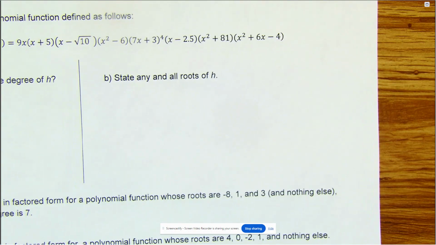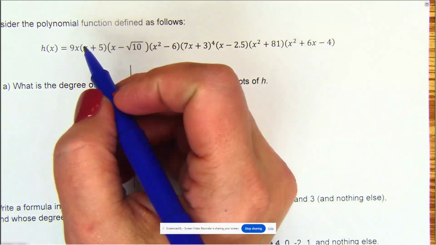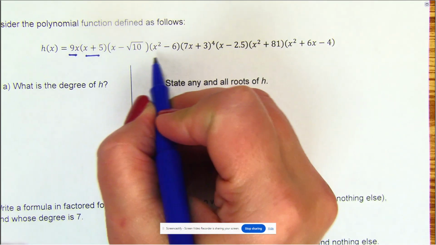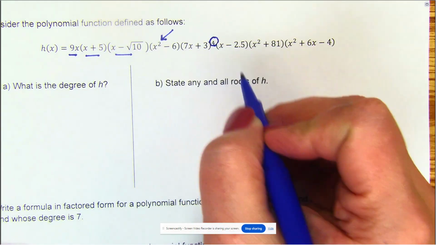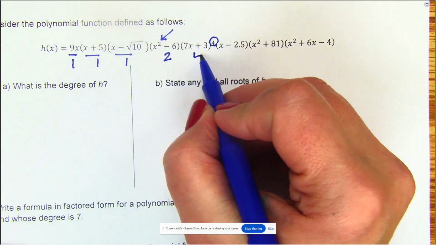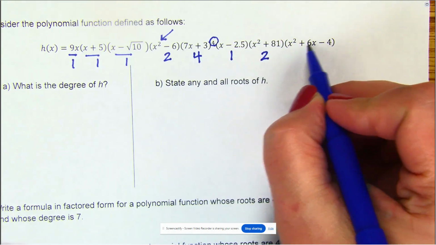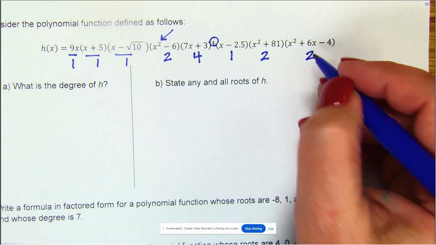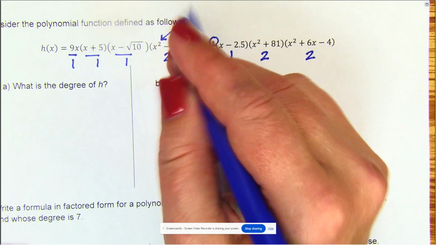Here's another polynomial in factored form. What is the degree? Add up the degree of each of these factors here. So 1, 2, 3, 4, 5, and so on, up to 12, and then the degree of that whole thing is 2. You don't add them all up. 2, 4, 5, 6, 7, 8, 9, 10, 11, 12, 13, 14.